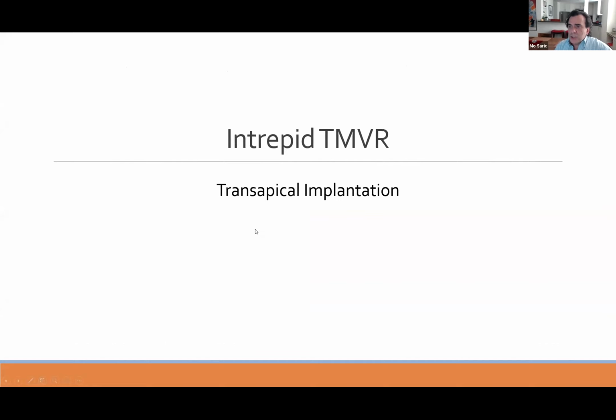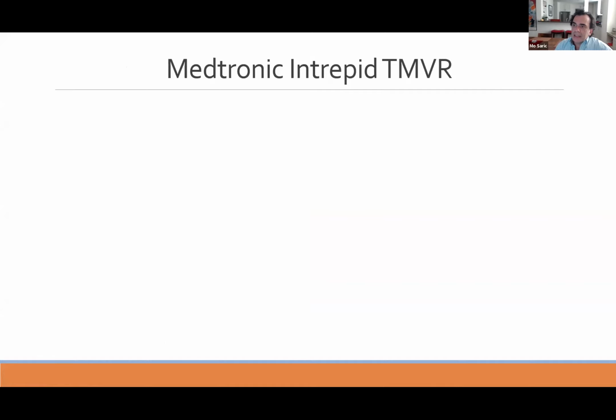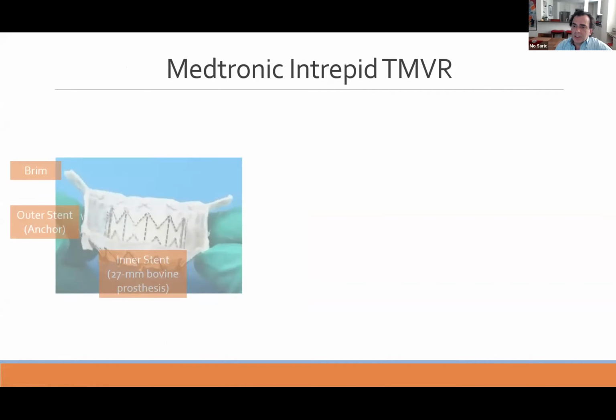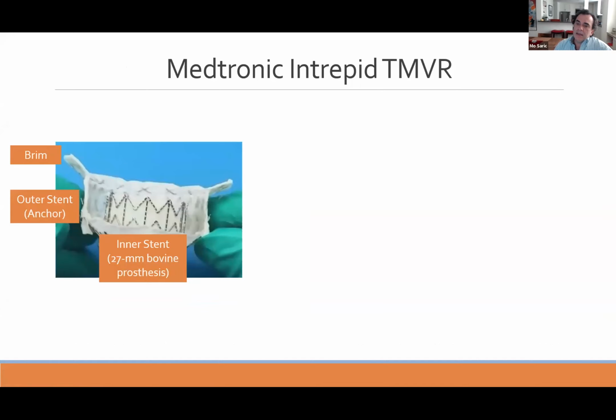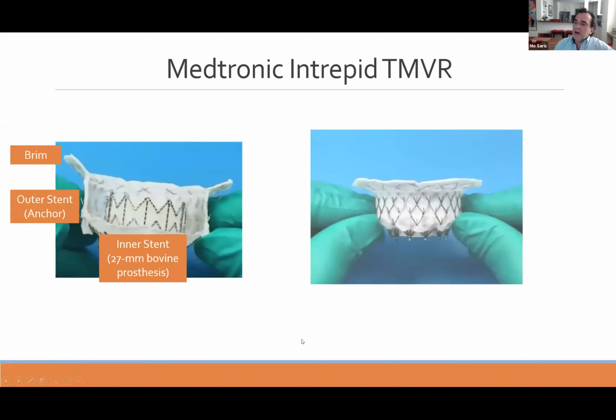So another approach is the Intrepid transcatheter mitral valve, which is transapical, although the company is developing a transseptal transvenous approach. This is the Medtronic Intrepid transcatheter mitral valve system. This is the actual system, which incorporates the anchor and the prosthesis into one unit. There is a brim of the anchor, an outer stent, which is the anchor, and an inner stent, which is a 27mm bovine mitral prosthesis.